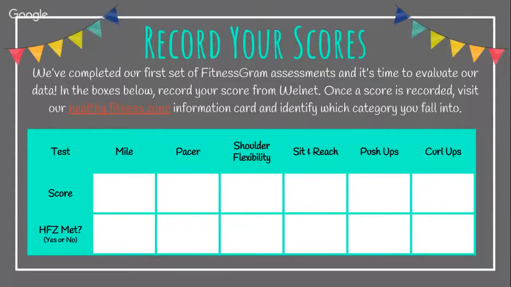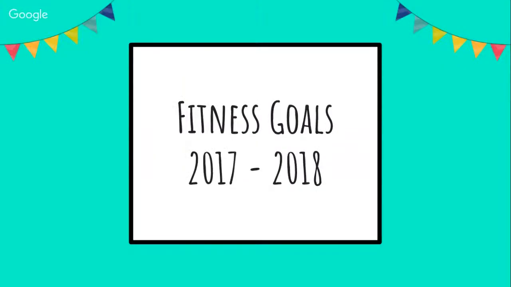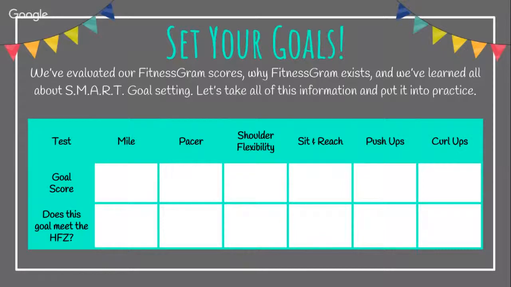Once they've entered their scores here, this is where we get into the goal setting piece. They've learned about goal setting, they've evaluated why we're doing FitnessGram, they've taken the test, and they've recorded their scores. Now they get into setting their fitness goals. We start broad. What is your overall goal? They know that the goal will need to be SMART, and they'll get to that component in just a second.